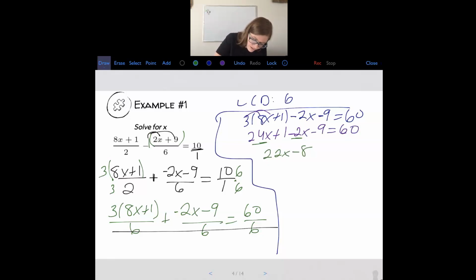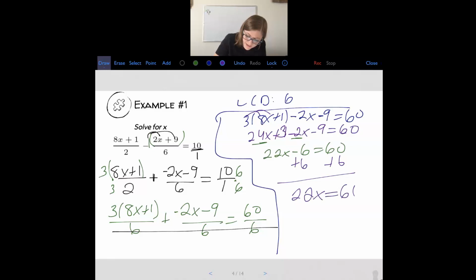Oh, that should have been a 3. 24x plus 3, sorry. Okay, over here, 24x plus 3. So this is minus 6 is equal to 60. Solving for x, we add 6 to both sides to get 22x is equal to 66. Divide by 22, and we come up with x is equal to 3.